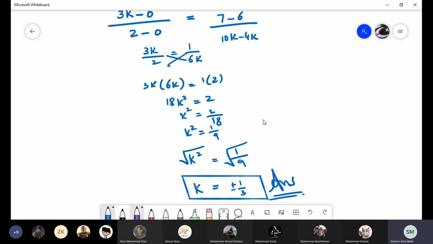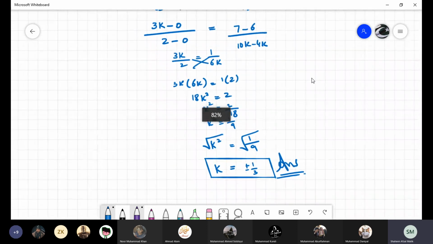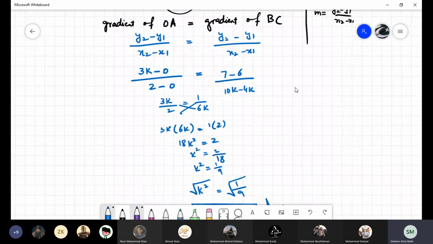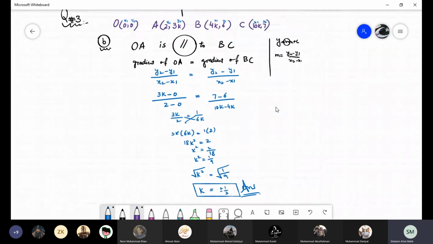This is the B part of question number 3 that we had to find out. It's already mentioned that the lines OA and BC are parallel to each other. I am going to minimize so you can copy quickly. The time is over. Inshallah, we will continue with this lesson tomorrow. If you want to take a screenshot or copy, you can.